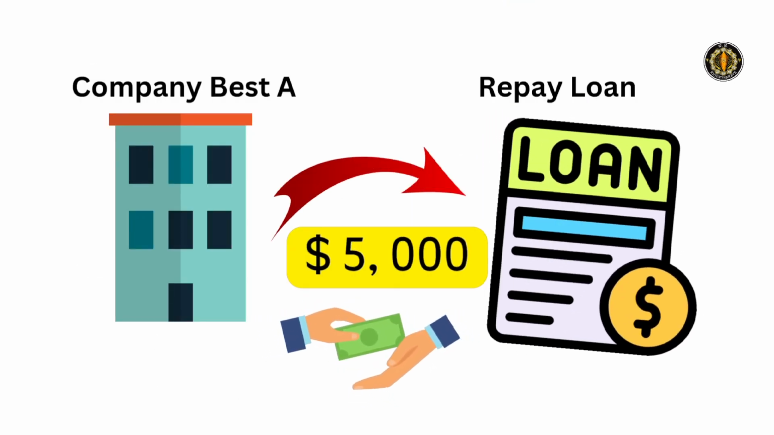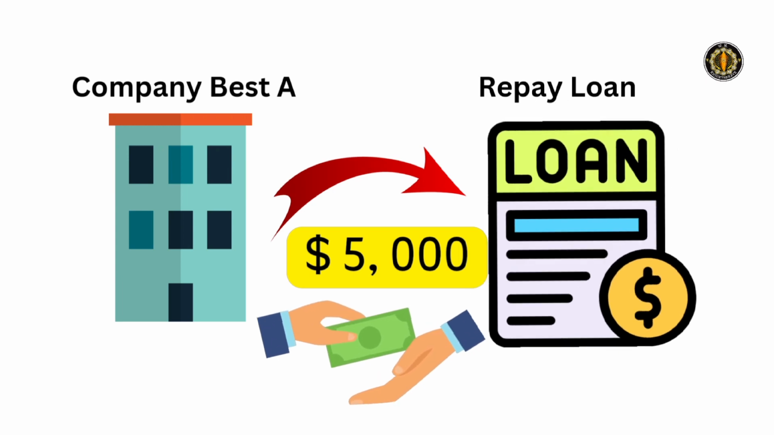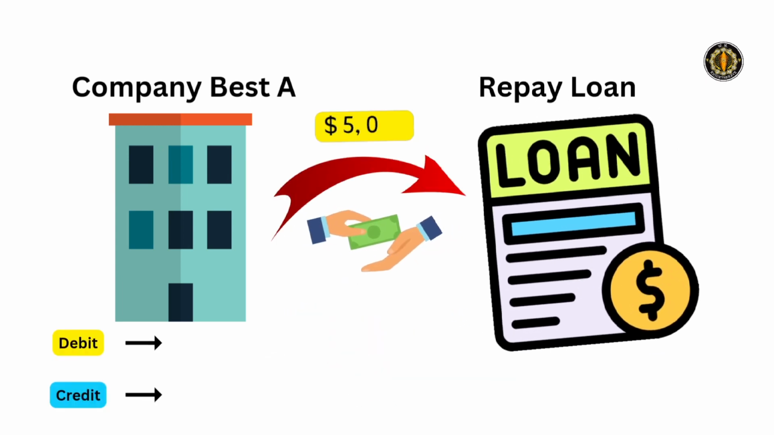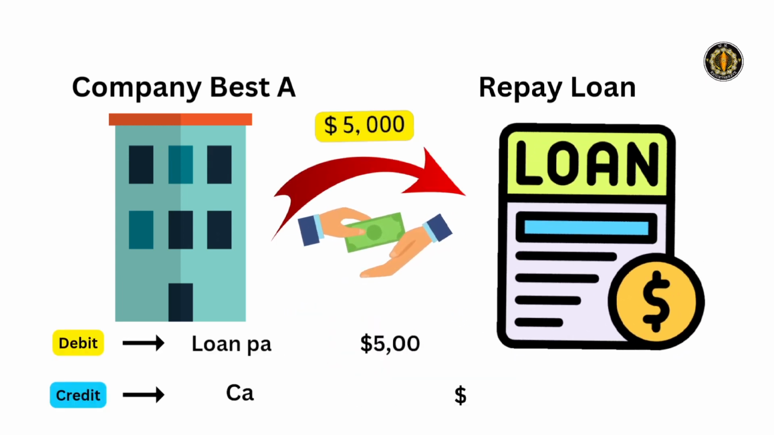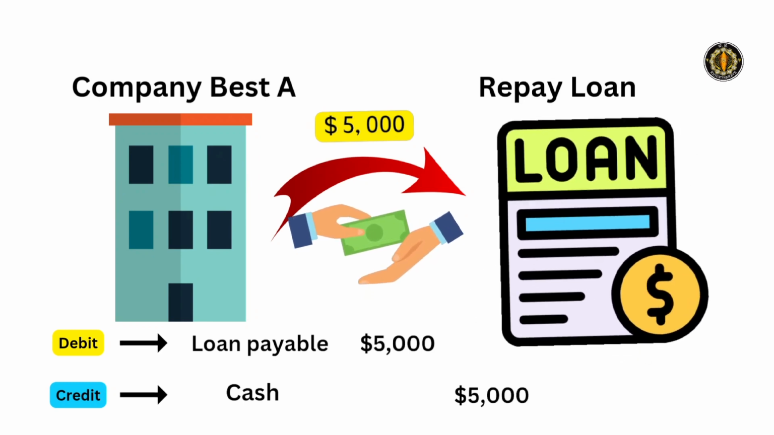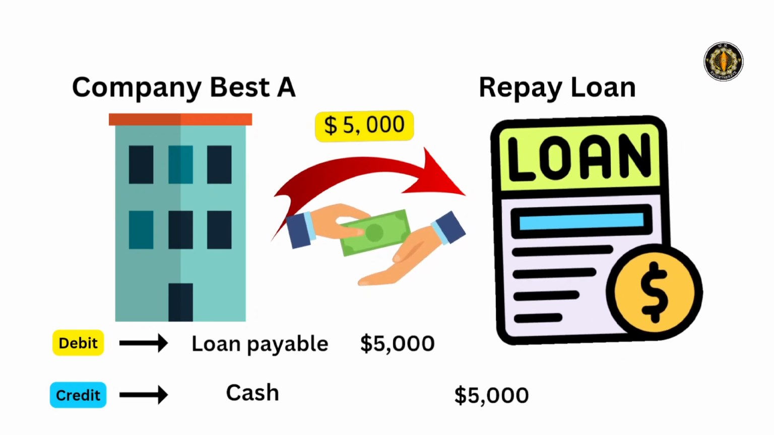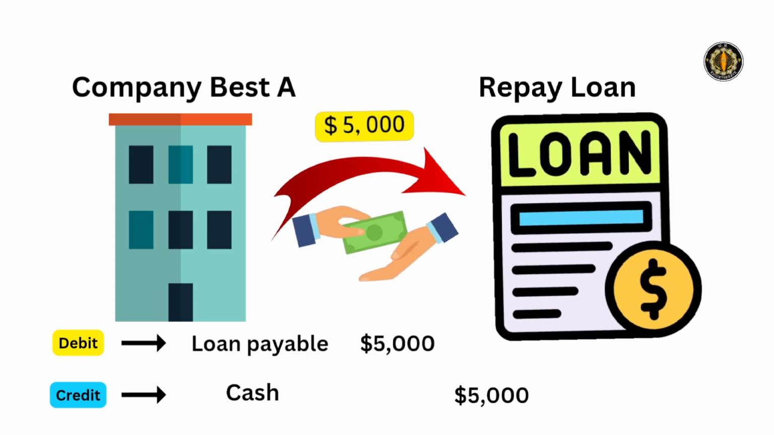Example. Consider a business repaying a $5,000 loan. The entry would be debit loan payable $5,000, decreasing the liability. Then, credit cash $5,000, which decreases the asset.